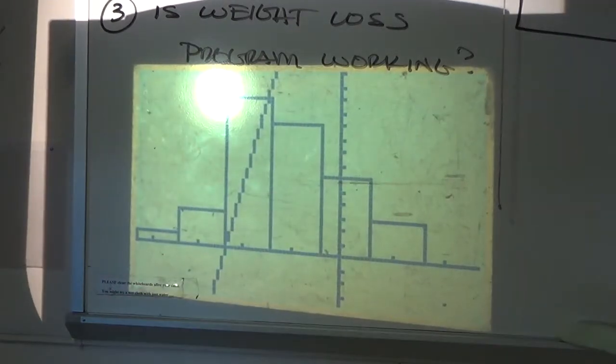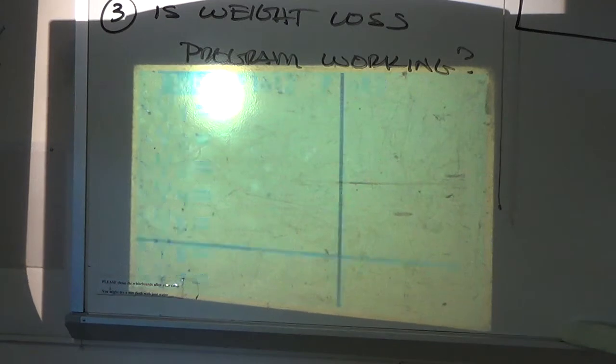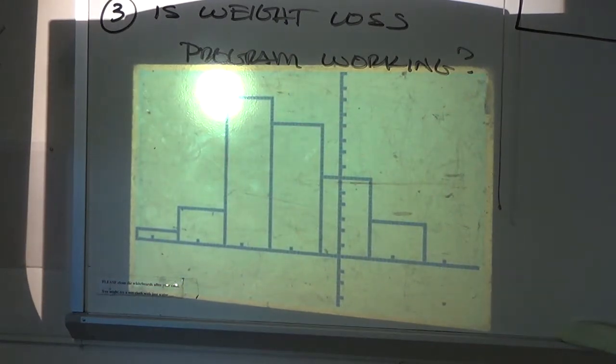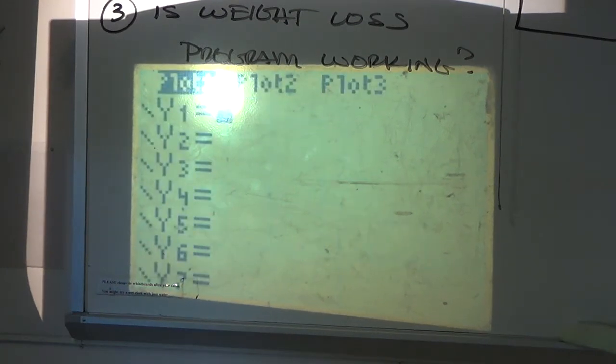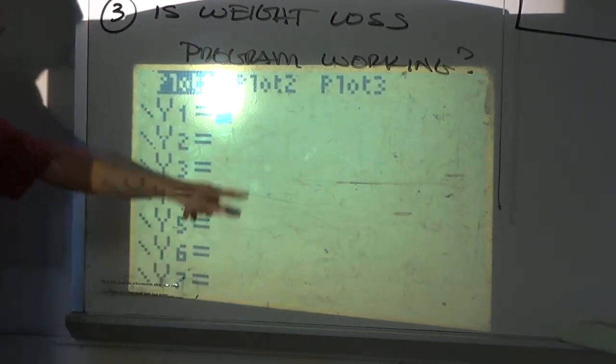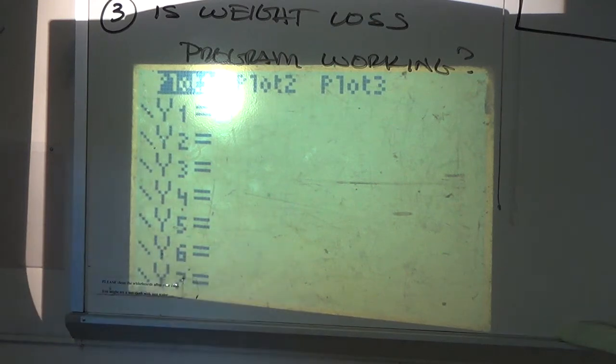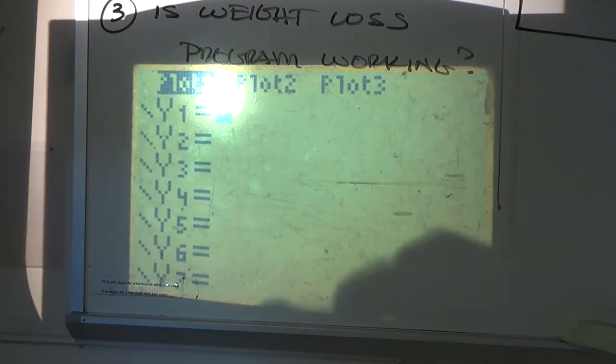That's what your graph should look like, and it shouldn't have anything else in it except that. Okay? So if you have anything else in it, if you've got like a parabola or a squiggle or something like that, just press your y equals button and look through here and make sure nothing else is turned on.